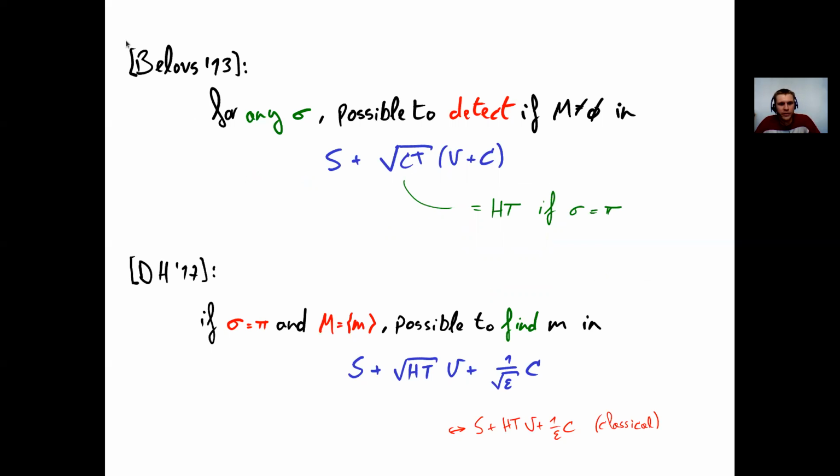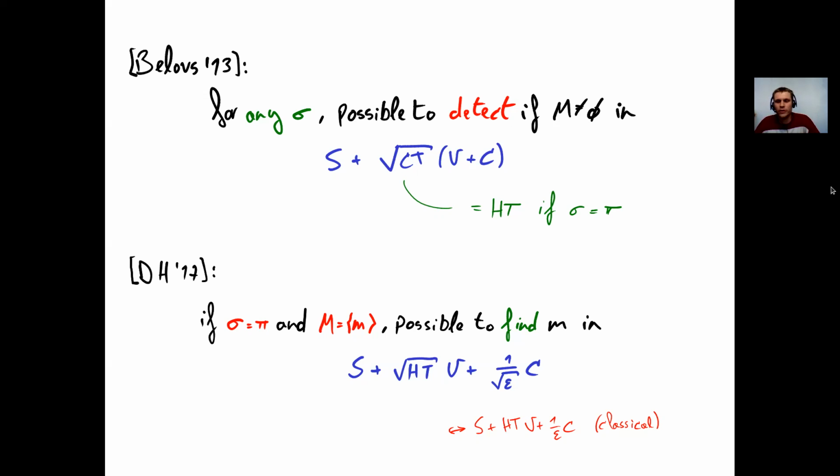One is by Belovs in 2013, who showed that now not only for sigma equal to pi, but actually for any sigma, we can do something quantumly. And he showed that it's possible to detect whether the set of marked elements is empty or not in S plus square root CT times U plus C. And CT here is something that we'll call a generalized commute time. And I'll go into details of that later. But this basically generalizes the previous results because it's equal to the hitting time if sigma is equal to pi. But it doesn't completely generalize the previous results because it only detects whether a marked element exists or not.